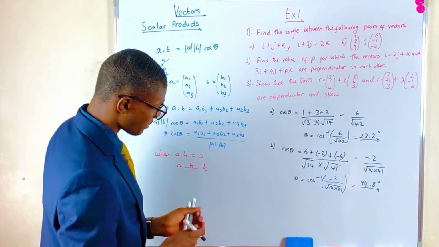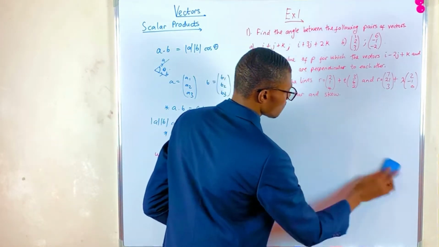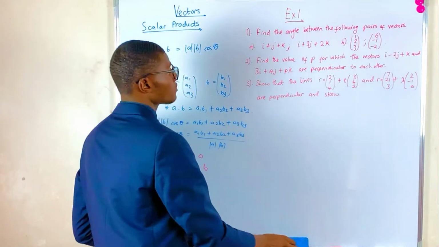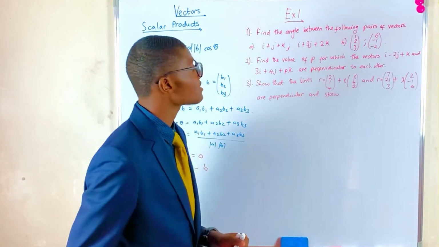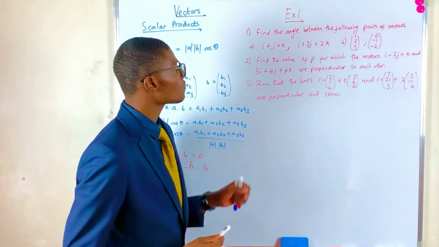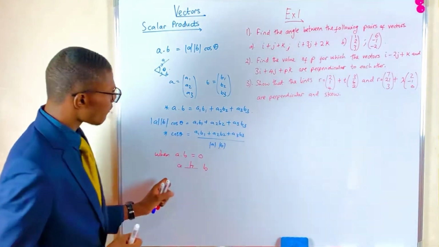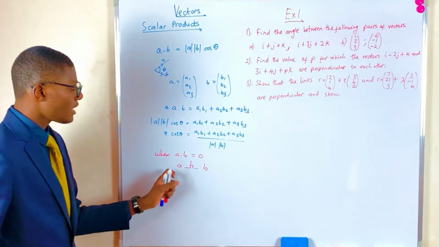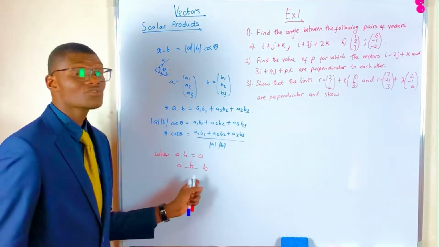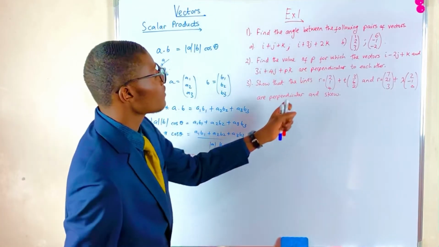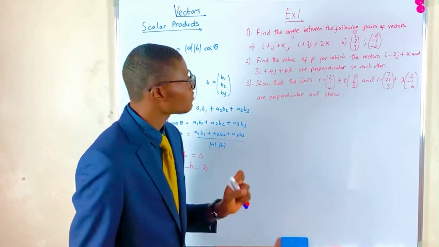Allow me to erase this part. Okay, so number 2 says find the value of p for which the vectors i minus 2j plus k and 3i plus 4j plus pk are perpendicular to each other. So now we are back at this result. We said when the scalar product is equal to 0, then the two vectors are perpendicular. So if these two vectors are perpendicular, this implies that their scalar product should be equal to 0.